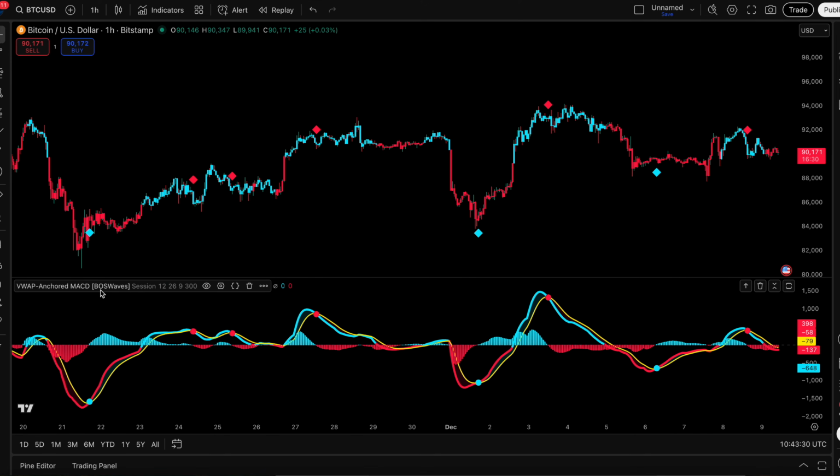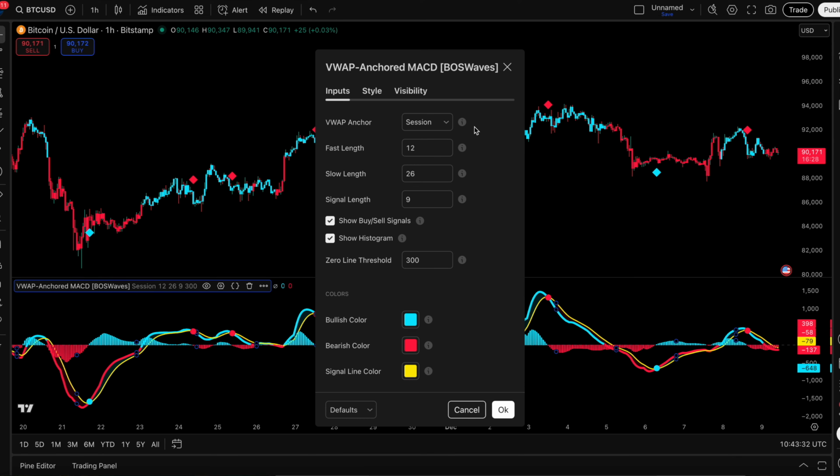As always, with all Boswell's indicators, we have tooltips assigned to each of our inputs to ensure that you understand how each input will affect our VWAP-anchored MACD. As we mentioned with the zero line threshold, you're also able to tailor this to your own liking. So if you prefer to see more signals, perhaps when they're closer to the H line, you can reduce this, and you can increase it if you prefer to see fewer signals where they have much greater distance from the H line and much higher confluence.